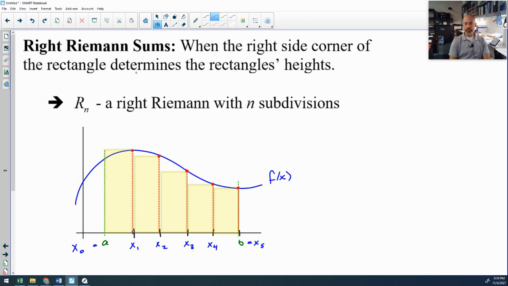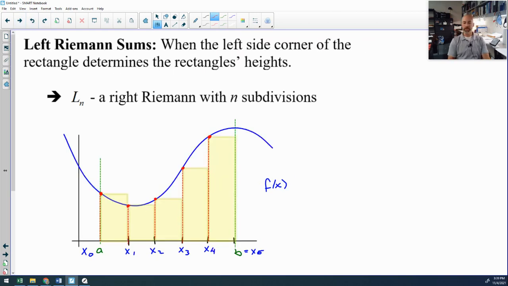So if there is a right-handed Riemann sum, then there is also a left-handed Riemann sum, where again I have my subdivisions. I have 5 different rectangles, and they are evenly spaced out from A to B, and I bring each rectangle up until the left side of the rectangle hits the curve. So we had a right endpoint, a left endpoint, and again you'll see that there's a little bit of error in these. They're not exact.